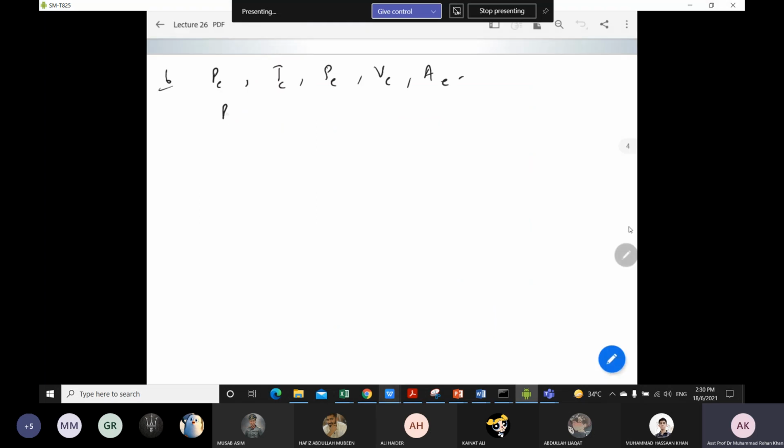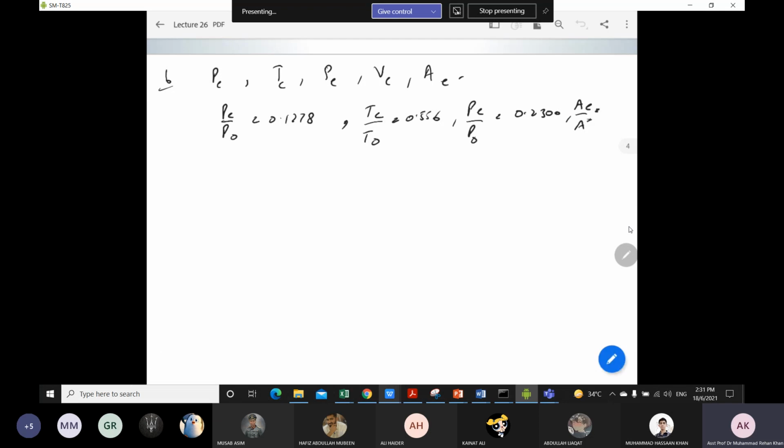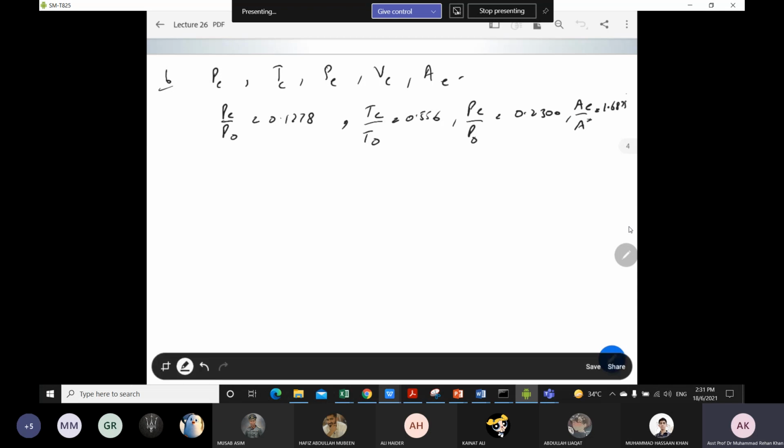Okay, so you have to note down these values from this table, and now I'm going to write the values. P exit over P naught is equal to 0.1278, T exit over T naught is equal to 0.556, rho exit over rho naught is equal to 0.2300, and area exit over area star is 1.6875.